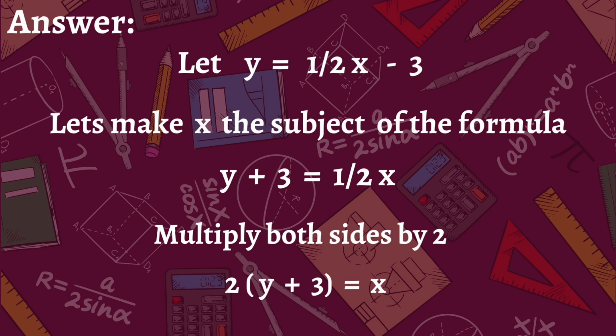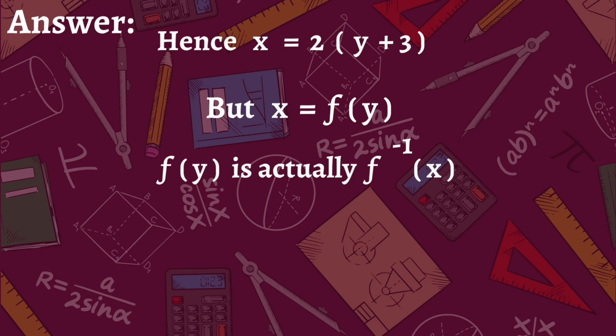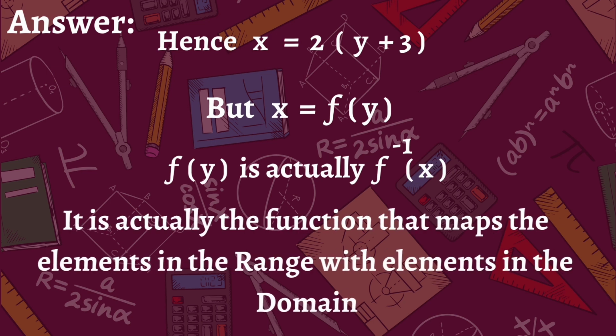With this function, if we input values from the range, we will get values in the domain. Our resulting equation reveals that x is a function of y, and f of y is the inverse of x. Hence, f inverse of x is equal to 2 into y plus 3. And this is the function that maps elements in the range back to the elements in the domain.